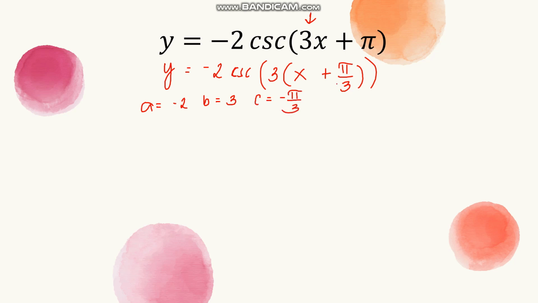Now why is it negative? Because originally our form is x minus c. Since this one is x plus pi over 3, that means the pi over 3 should be negative. And for d, it's just 0.